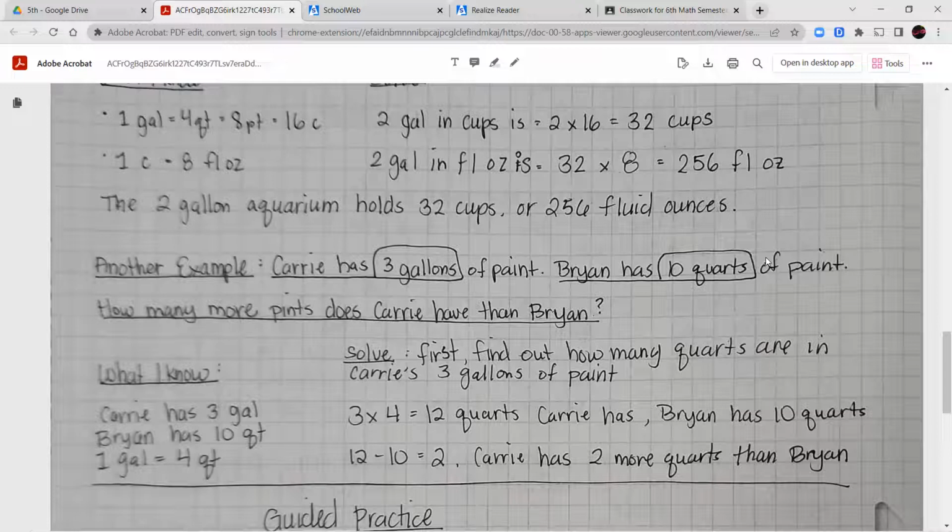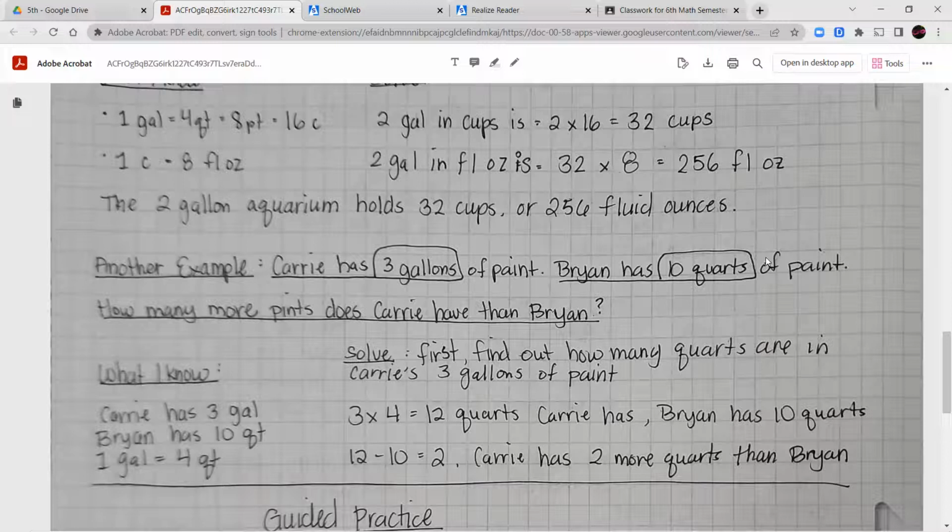So first I need to solve my hidden question. My hidden question is, I need to find out how many quarts are in Carrie's 3 gallons of paint, because I need to be using the same type of unit when I'm comparing units of measurement. I can't compare them if they're different size pieces. So I have to first make them the same size piece before I can do that comparison. So I'm going to change her gallons into quarts.